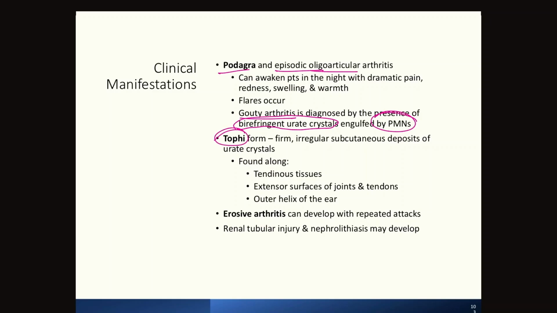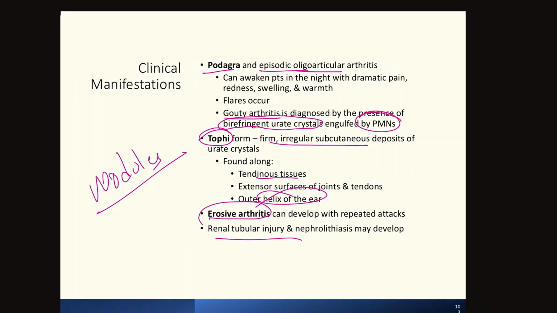Tophi. Okay, these are firm, irregular subcutaneous deposits of urate crystals. They look like, they're nodules. But basically all it is just uric crystals, uric acid deposited into these little areas. Tendinous tissues, and again, the ear. You can also get erosive arthritis if you have repeated attacks to the same joint. It's got to be the same joint involved. You may have some renal issues as well.